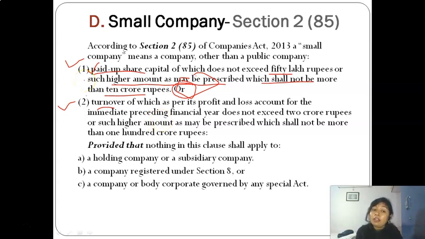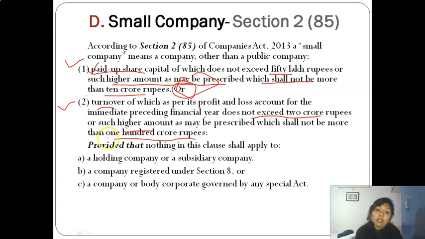To consider it as a small company, its paid up capital should not be more than 50 lakh. Its turnover should not exceed 2 crore rupees. Okay. Or such higher amount, in a similar way, as may be prescribed, which shall not be more than 100 crore rupees.